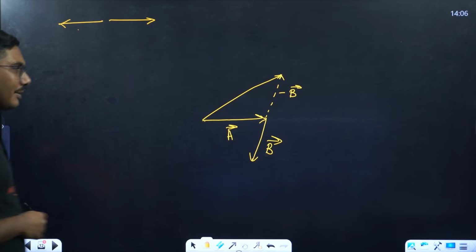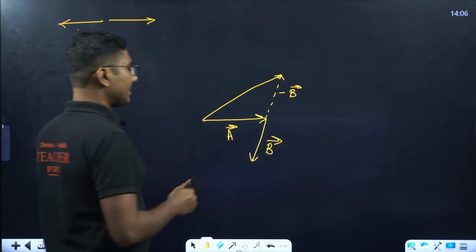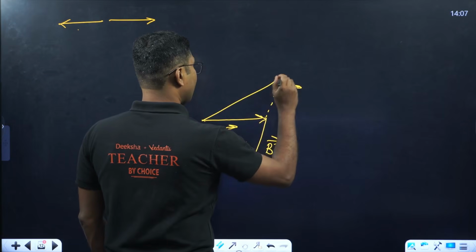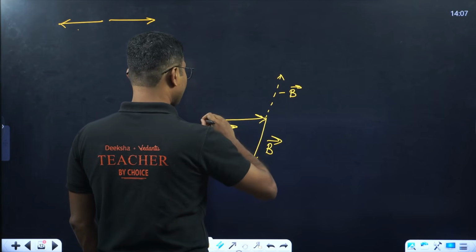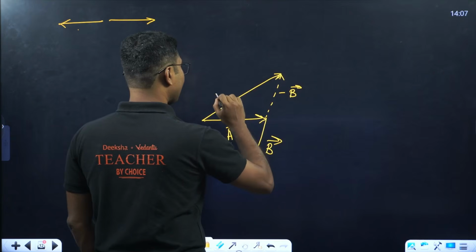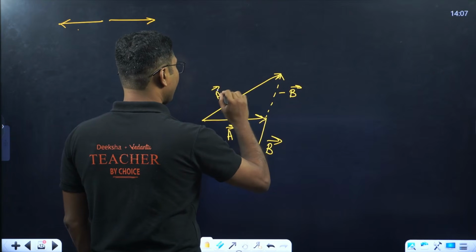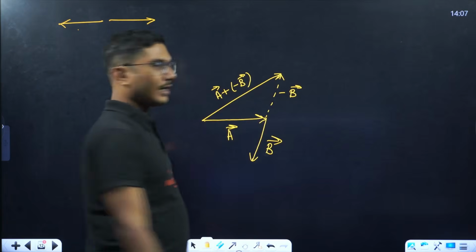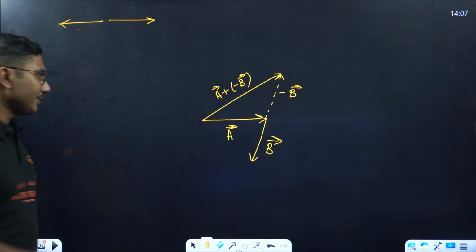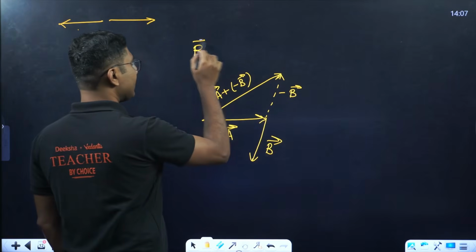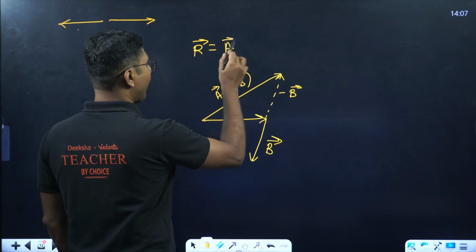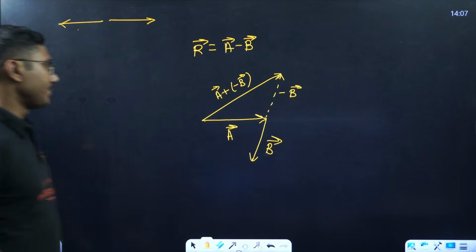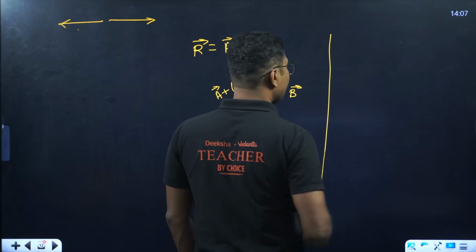Now you add them, you will get the resultant, which is actually an addition vector, right? This is an addition. What we are doing, we are adding a vector A with minus b, right? We are adding vector A with minus b. So the resultant in this case is A minus b. Now everything will be the same.